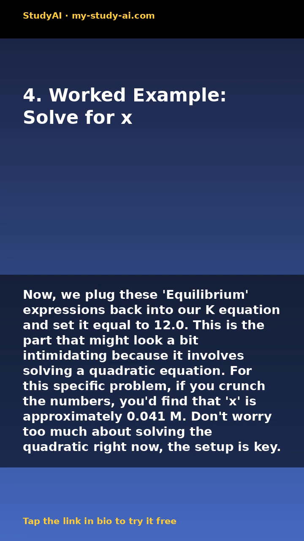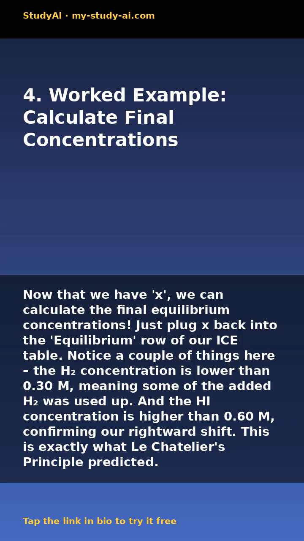This is the part that might look a bit intimidating because it involves solving a quadratic equation. For this specific problem, if you crunch the numbers, you'd find that X is approximately 0.041 M. Don't worry too much about solving the quadratic right now. The setup is key. Now that we have X, we can calculate the final equilibrium concentrations. Just plug X back into the equilibrium row of our ICE table.